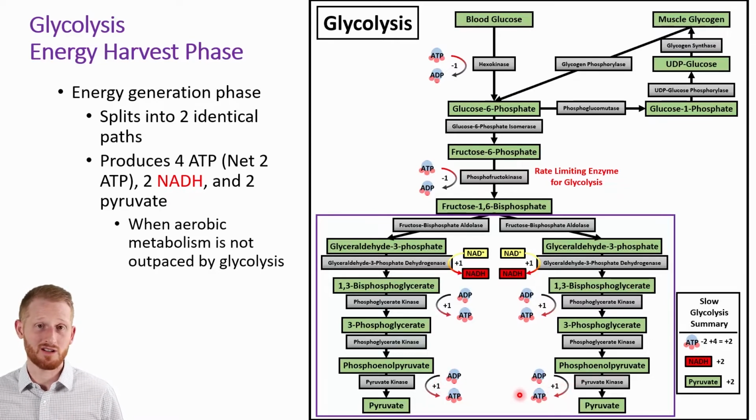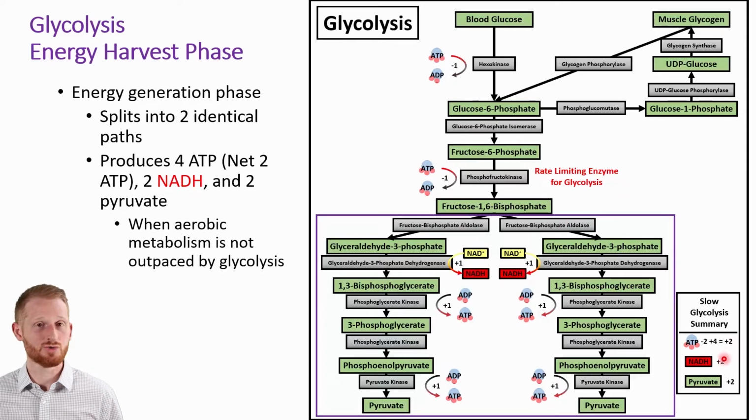The final product in glycolysis is pyruvates in both of these parallel paths, assuming aerobic metabolism is able to keep up. All right, so looking at slow glycolysis, which is when aerobic metabolism can keep up, we end up making a net of 2 ATP, because remember, we did make 4 ATP, but in the investment phase, we used up 2, so it gives us a net of 2.